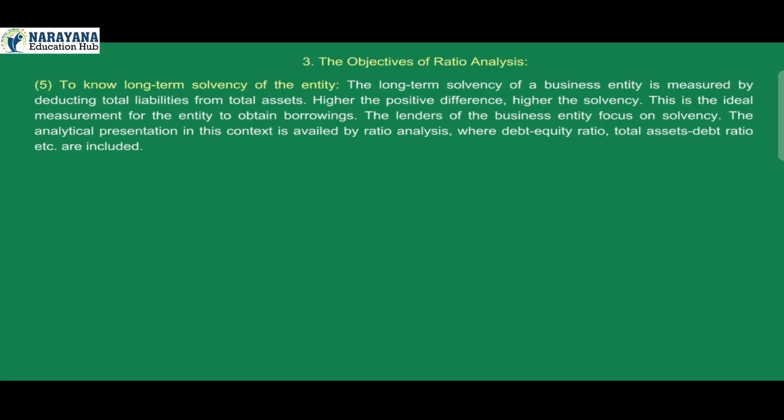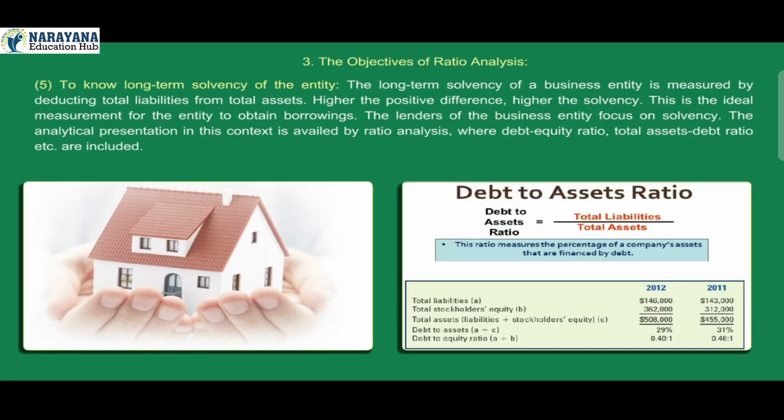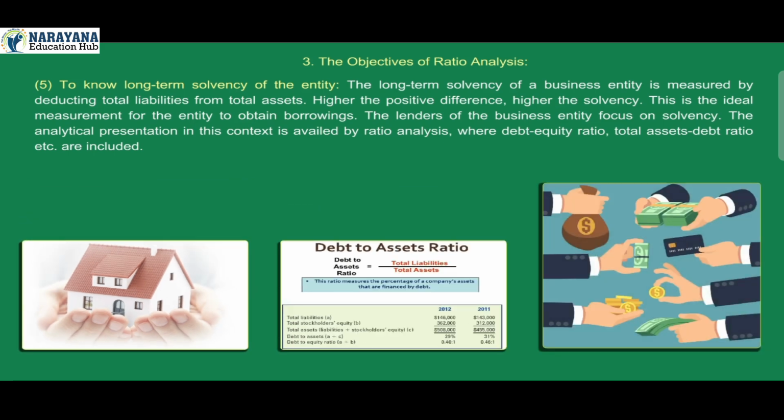5. To know the long-term solvency of the entity. The long-term solvency of a business entity is measured by deducting total liabilities from total assets. The higher the positive difference, the higher the solvency. This is the ideal measurement for the entity to obtain borrowings. The lenders of the business entity focus on solvency. The analytical presentation in this context is availed by ratio analysis, where debt-equity ratio, total asset-debt ratio, etc. are included.